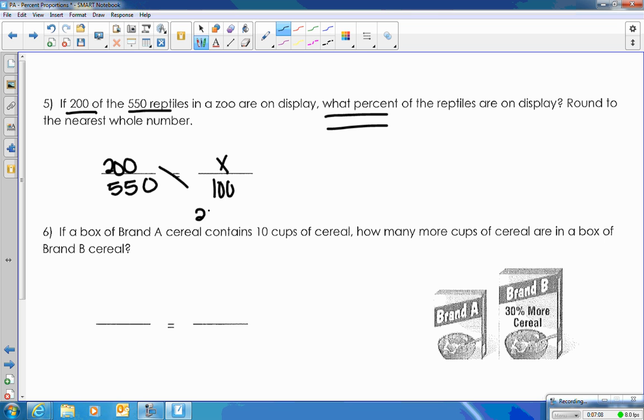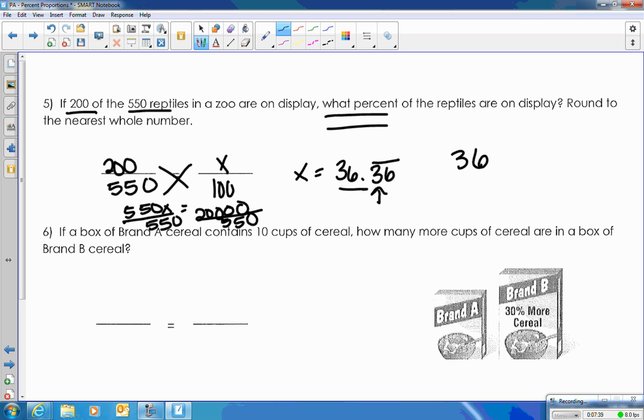We're going to cross multiply to get our equation. And then we have to divide by 550 to figure out what x is. This one did tell us to round to the nearest whole number. So when I divide this, I actually get 36.36 repeating. The nearest whole number would be 36, because that tells me to stay the same. Don't forget that this is a percent, so I need that on my answer.